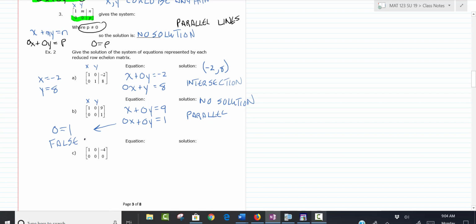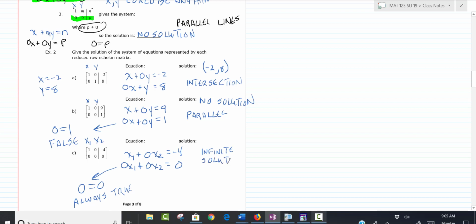Okay, the next one, just for something different, let's use x1, x2 instead of x and y. So your system would go 1x1 plus 0x2 equals -4. And then you would have 0x1 plus 0x2 is equal to 0. All right, anytime you have this, if you look at this equation here, that really just says 0 is equal to 0, which is always true. So what we end up getting is infinite solutions.